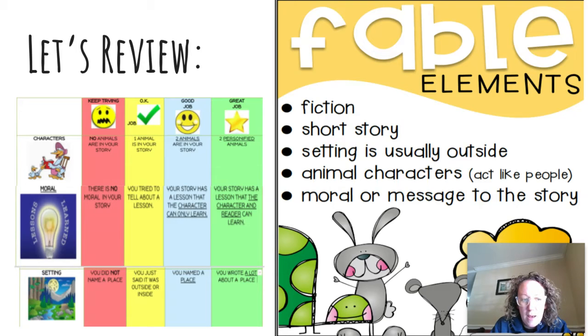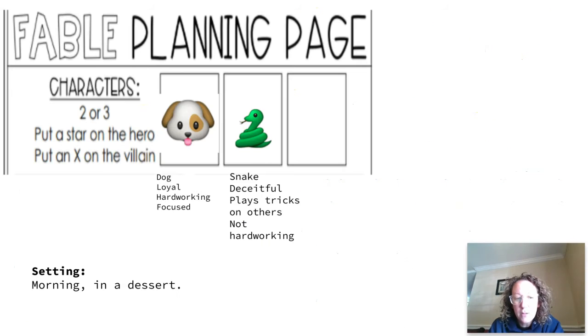So we've spent a lot of time talking about planning for our characters, figuring out what the moral is and what the setting of our story is going to be. So let's review what I have, and you have to review what you have as well. My two characters are Dog and Snake. Dog is loyal, hardworking, and focused, while Snake is deceitful and he plays tricks on others and he's not hardworking. And my setting is going to be the morning in the desert. So when I think about a desert, I think about how hot a desert is during the day and then how cold it gets at night. So having that background knowledge will really help me when I'm planning this.